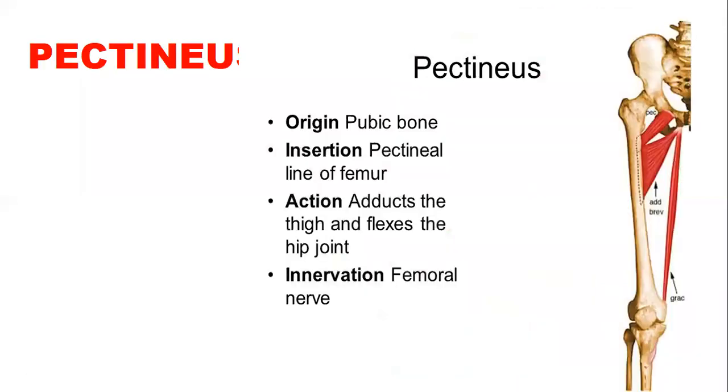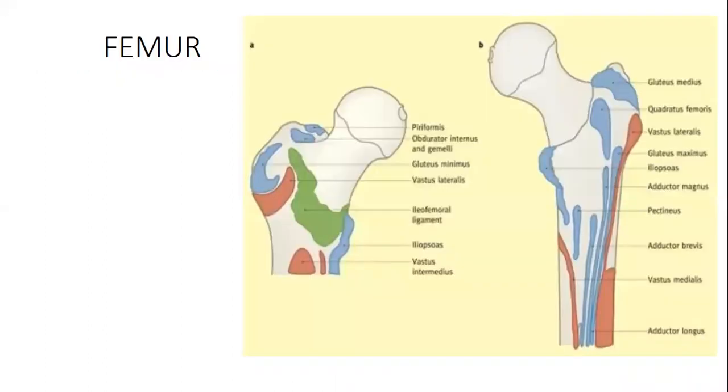So the pectineus muscle actions are very simple, just the adduction, and the second one is the flexion at the hip joint. So this is just a picture I keep here to show you how you identify in your textbooks the origin and insertion of these muscles.